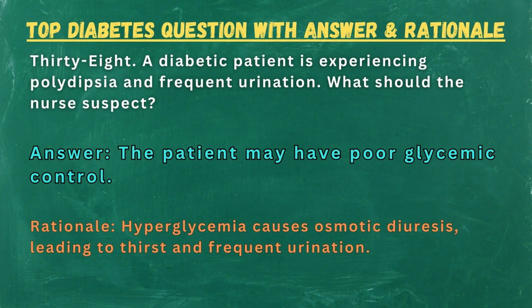38. A diabetic patient is experiencing polydipsia and frequent urination. What should the nurse suspect? Answer: the patient may have poor glycemic control. Rationale: hyperglycemia causes osmotic diuresis, leading to thirst and frequent urination.